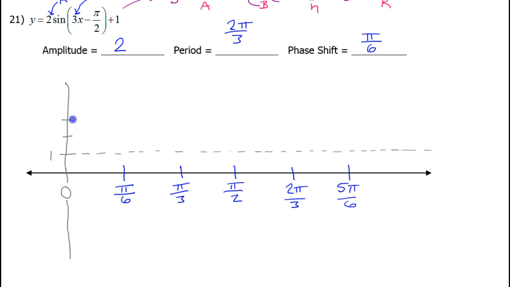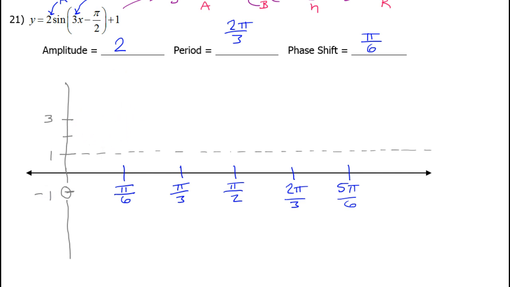Okay, so like 1, 2. And I need to go down 2 from here. So 1, 2. So if I go up 2 from here, that's going to be 3. If I go down 2, that's going to be negative 1.